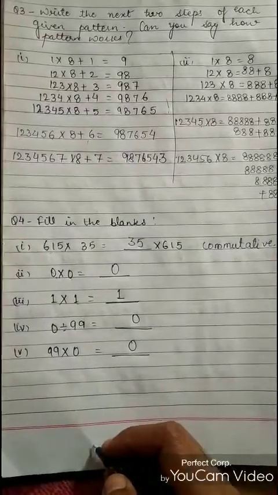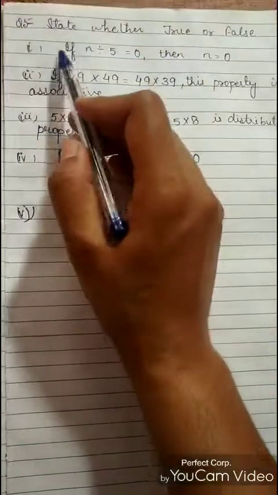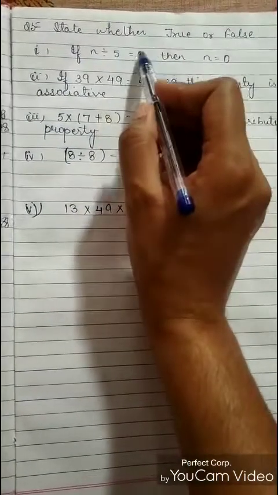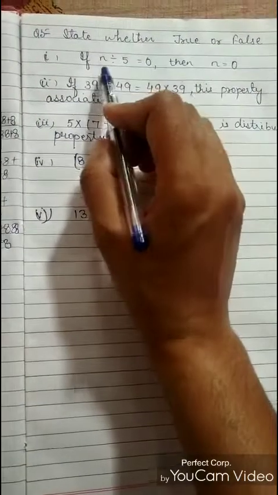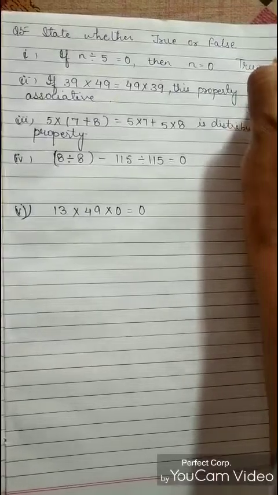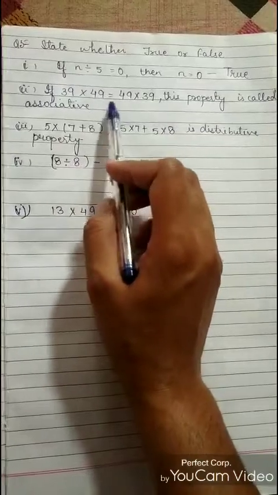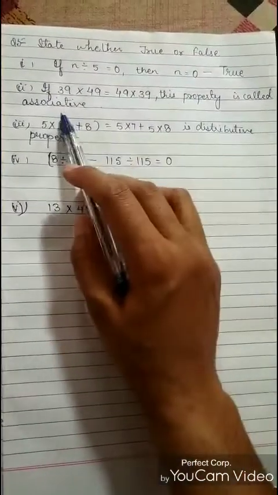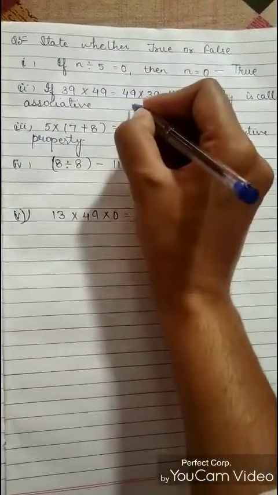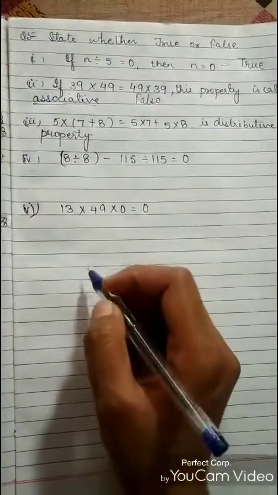Now going for question number 5. State whether true or false. So here, if n divided by 5 is equal to 0, then n will be 0. If we want the answer of division to be 0, the dividend has to be 0. Okay, so this is true. Now, if 39 into 49 is equal to 49 into 39, this property is called associative. False, because whenever we interchange the places, it is commutative property. So this is false. In place of associative, this will be commutative.